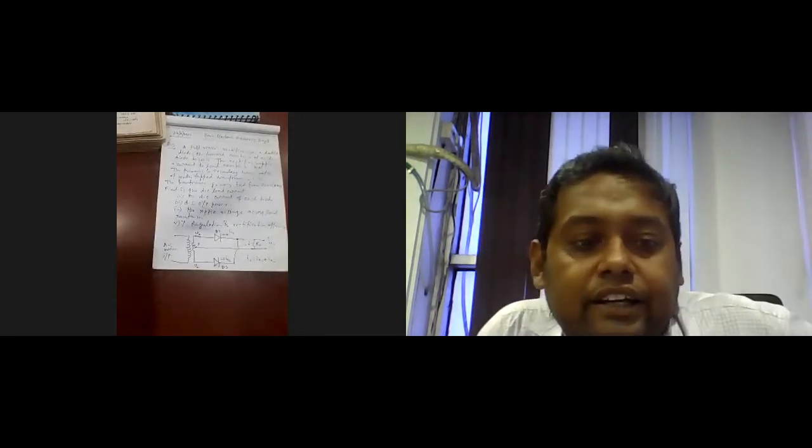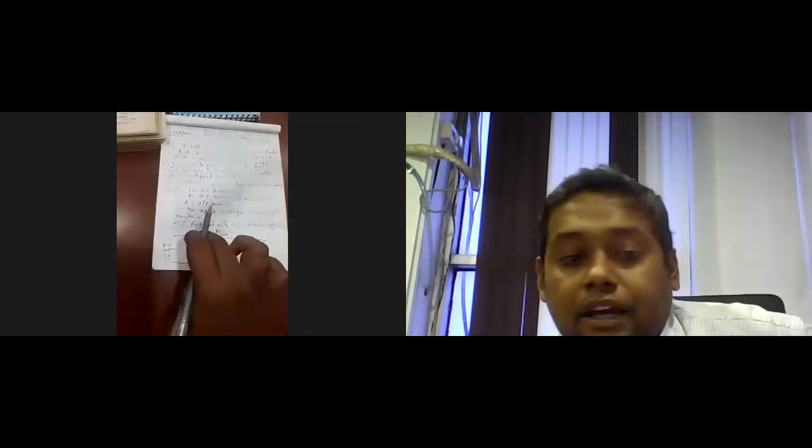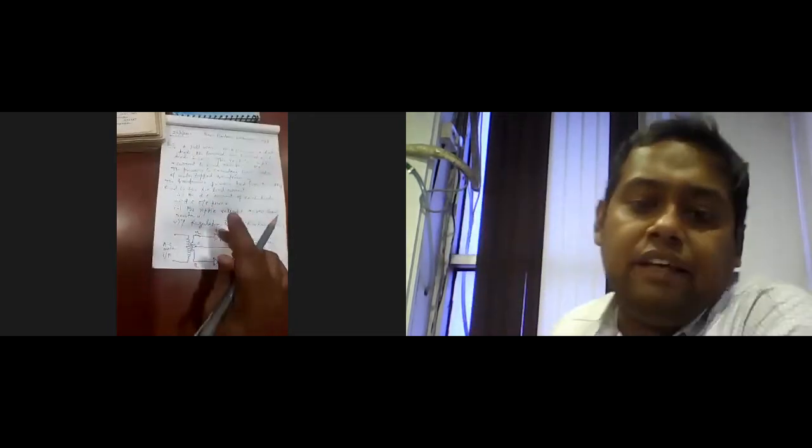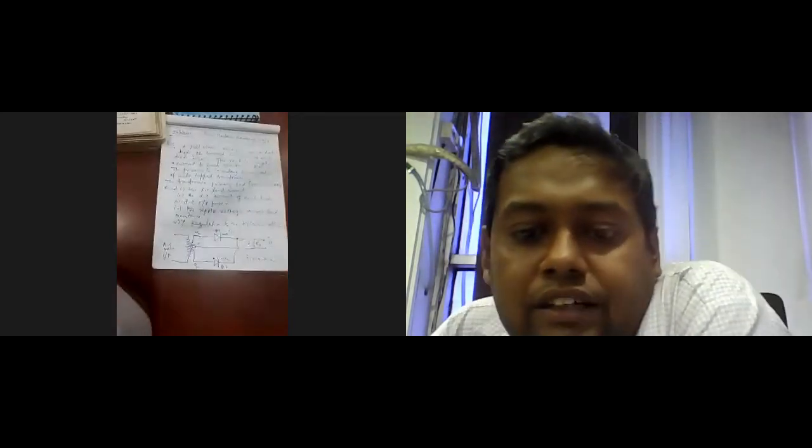So this is the full wave rectifier circuit I have drawn over here. This is VM. This is a center tap transformer, so the same voltage is applicable on this side. This is VM, this is also VM. If you observe, the peak inverse voltage for the diode D1 is 2 VM for the full wave rectifier circuit.